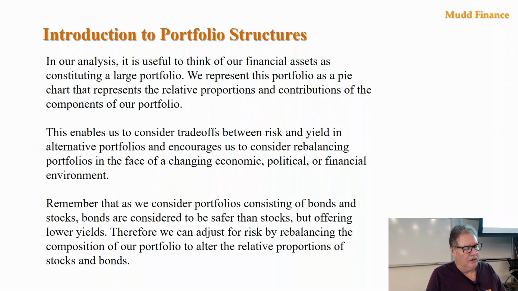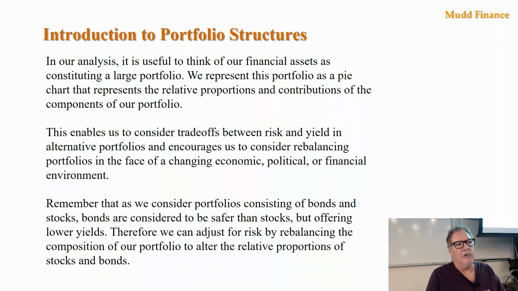Remember that as we consider portfolios consisting of bonds and stocks, bonds are considered to be safer than stocks but offering lower yields. So for the time being, we'll sort of accept that old axiom. When we're talking about securities like U.S. Treasury securities, we're going to view them as typically, at least, having lower yields than stocks, but also having more safety. We're going to see that there are many exceptions to that, especially in transitional periods. But for the largest part, we'll start with that consideration.